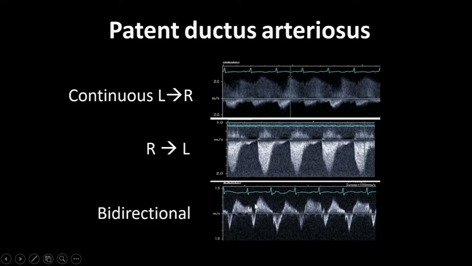And then you can have, in between these two, this bidirectional pattern. And when it's bidirectional, it's going right to left in systole. So right to left is MPA to the aorta, and then aorta to the PA, or left to right, in diastole here. And this is an elevated pulmonary vascular resistance, but not as elevated as this is.